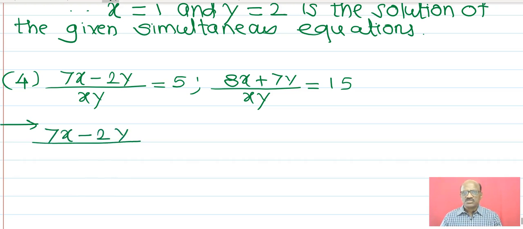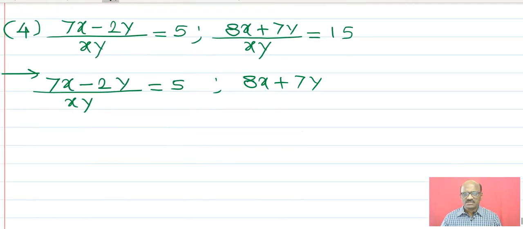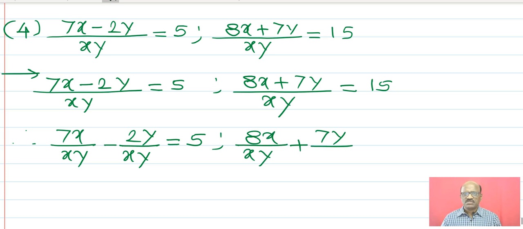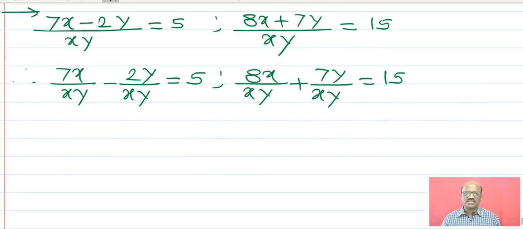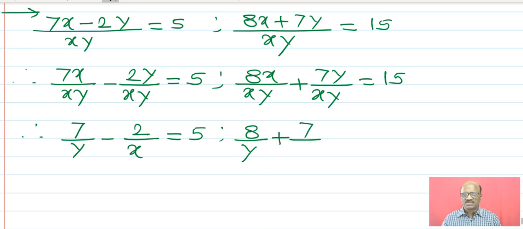Now split up this, means what? 7x minus 2y upon xy, xy ने दोनों टर्म्स को divide करना था, that is 7x upon xy minus 2y upon xy is equals to 5. इस प्रकार करना, 7x upon xy minus 2y upon xy is equals to 5, 8x upon xy plus 7y upon xy is equals to 15. Now in this case, first x get cancelled, then you will get 7 upon y minus 2 upon x is equals to 5. In second case, again x get cancelled, you will get 8 upon y plus 7 upon x is equals to 15.